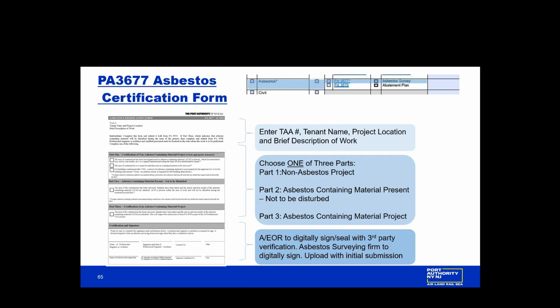And I want to highlight in part 1, there is a section where you may need to attach an asbestos survey. So look at that carefully, either a survey or a letter from the architect. So just take a look when you choose one of those boxes. And on the bottom portion, the AOR should digitally sign and seal with third-party verification, and the asbestos surveying firm should also digitally sign and upload with the initial submission.